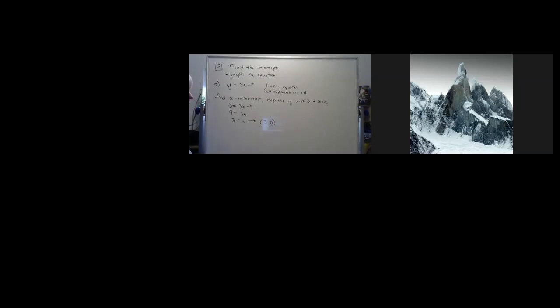Now we'll go find the y-intercept. So part B, or the second part of that one, we'll do the same thing but replace the opposite letter. So to find the y-intercept, we'll replace x with 0.